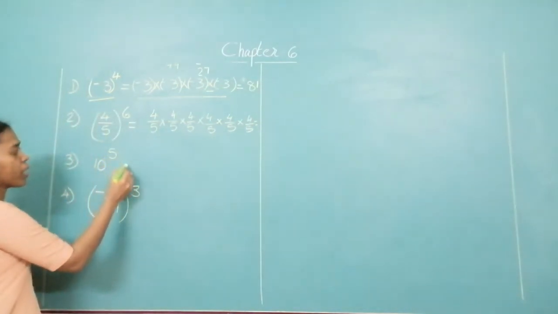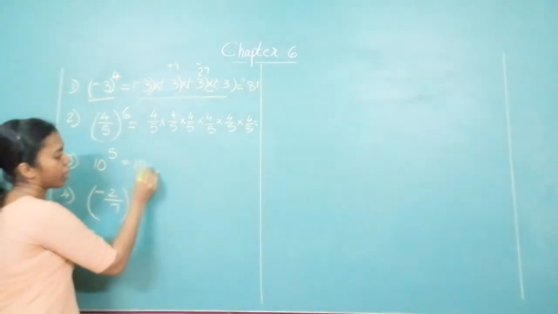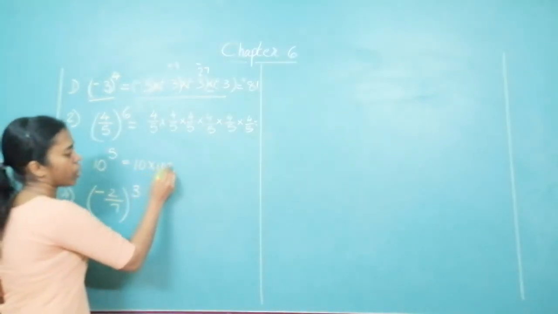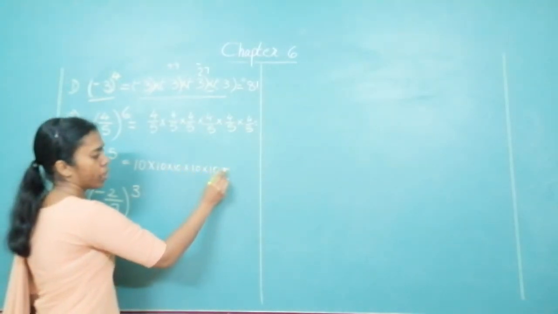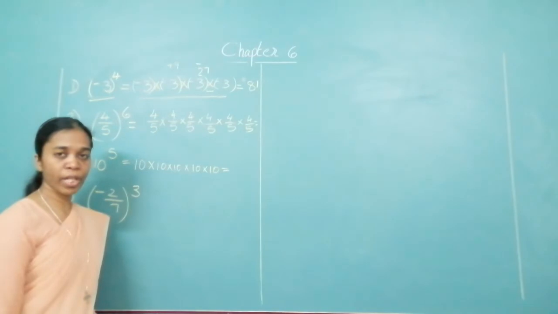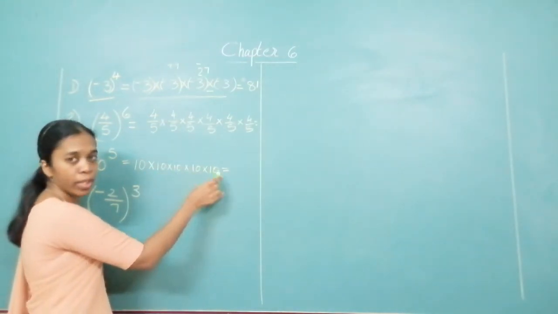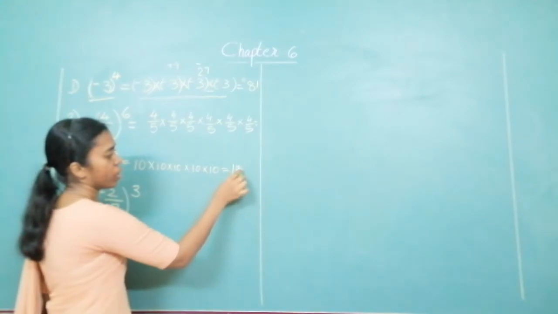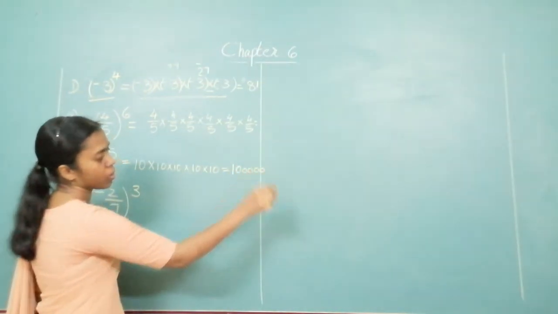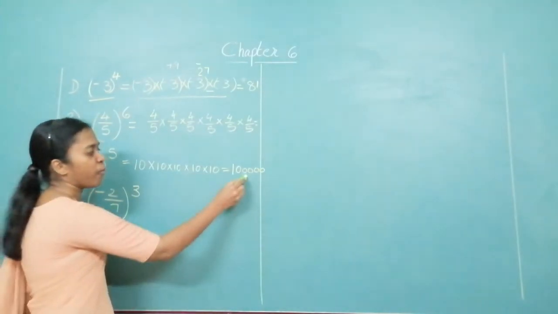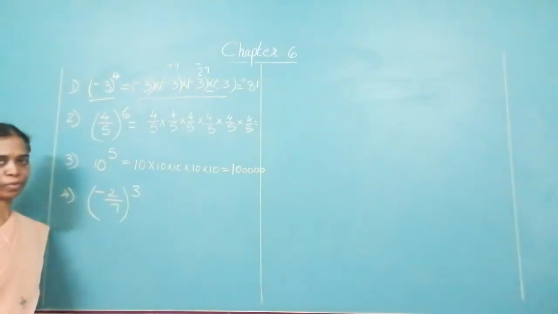I have 10 raised to 5. What is the meaning of 10 raised to 5? 10 raised to 5 means 10 into 10 into 10 into 10 into 10. And what is the value of 10 raised to 5? Multiply all this. 10 into 10 into 10 into 10. And what will you get over here? This is the value of 10 raised to 5.